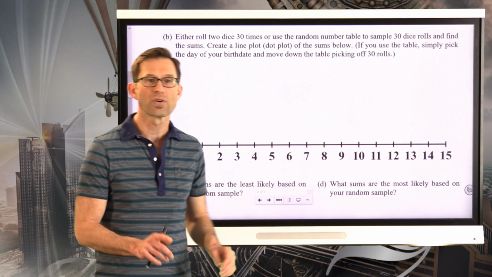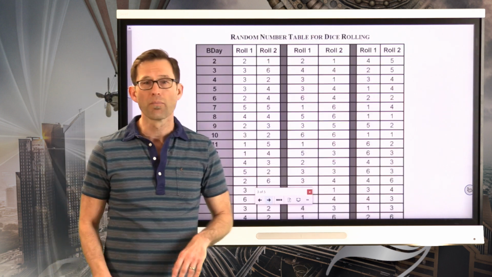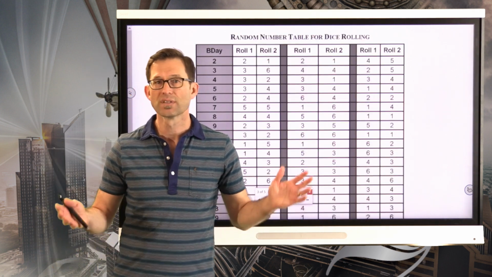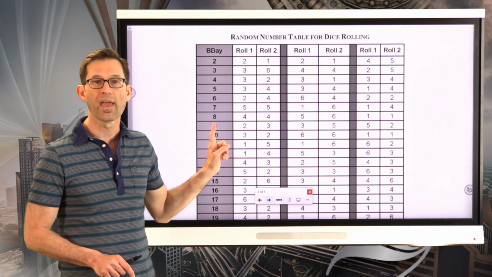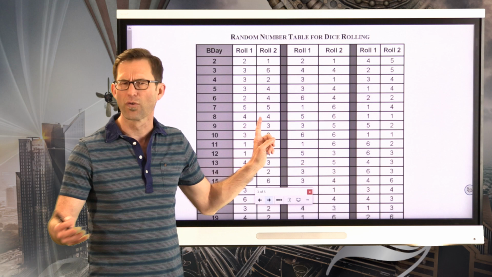So again, just to make sure everybody understands how to use that table, right? Let's say you were born on March 8th. Then you'd just go to the 8 and you'd start with 4, 4, right? So that would be a sum of 8. That would be your first roll.